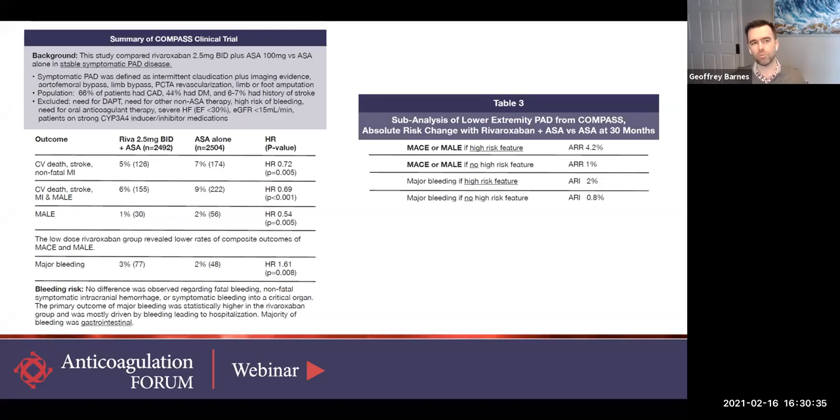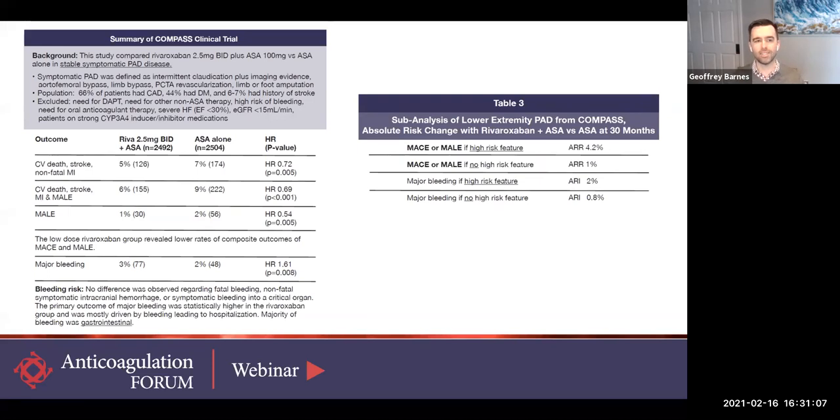But let's focus in on the results. As we saw before, the rivaroxaban plus aspirin group is in the first column, the aspirin alone group is in the second column, and then the hazard ratio is in the third. For that primary outcome of cardiovascular death, stroke, or non-fatal MI, you can see there was a significant reduction from 7% in the aspirin alone group down to 5% in the combination rivaroxaban plus aspirin group. That was a hazard ratio of 0.72, or roughly a 25% risk reduction.